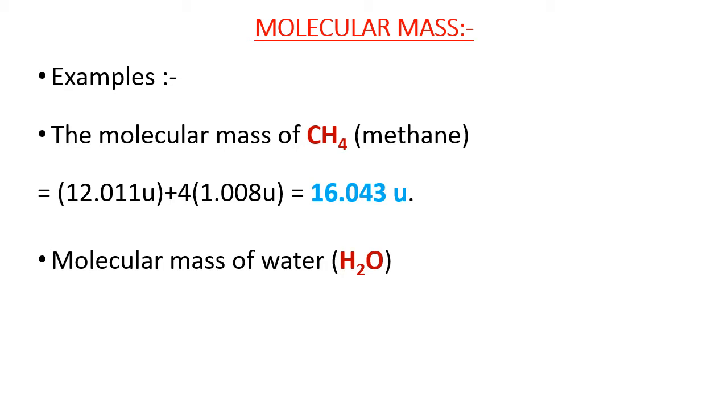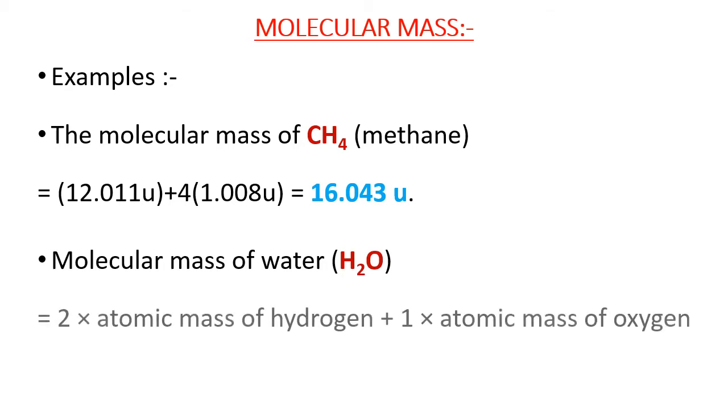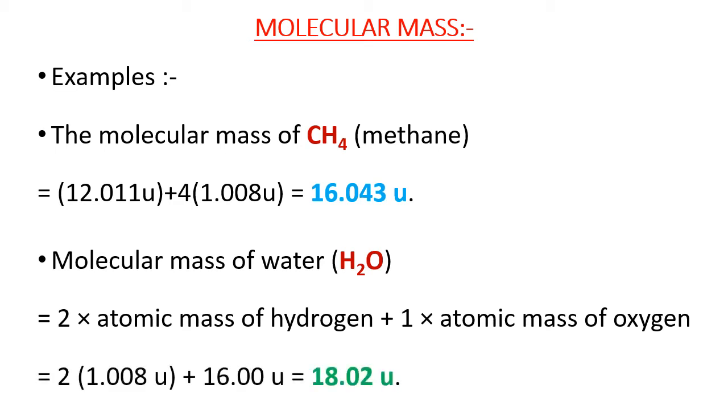Molecular mass of water, that is H2O, can be calculated as follows: it is equal to 2 × atomic mass of hydrogen plus 1 × atomic mass of oxygen, that is 2 × 1.008 u plus 16 u, which becomes equal to 18.02 u, which is the molecular mass of water.